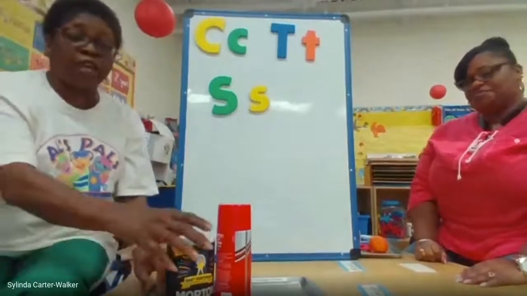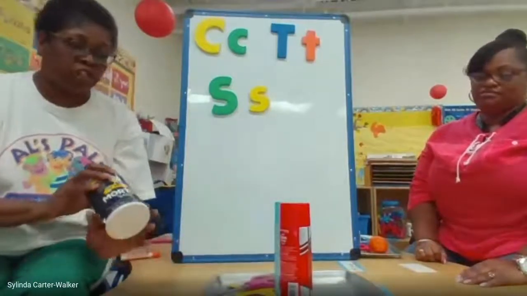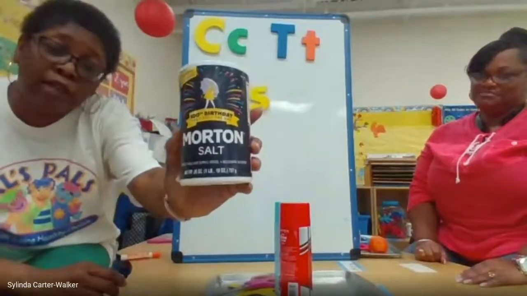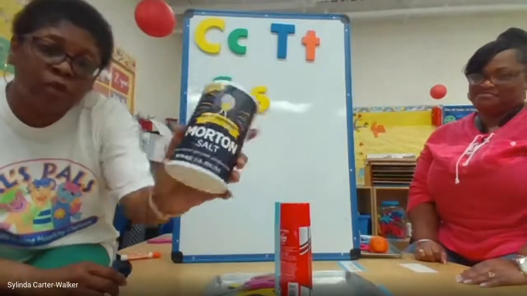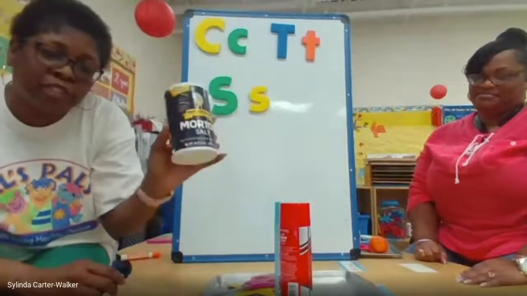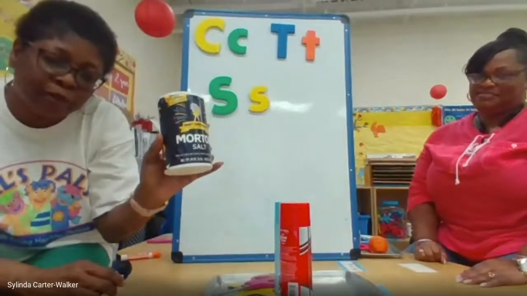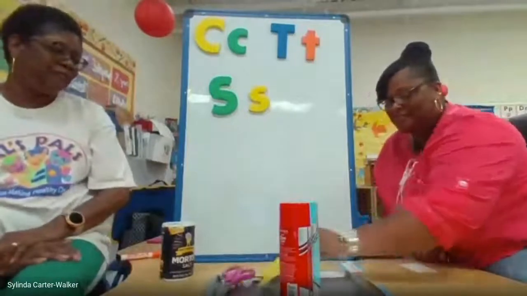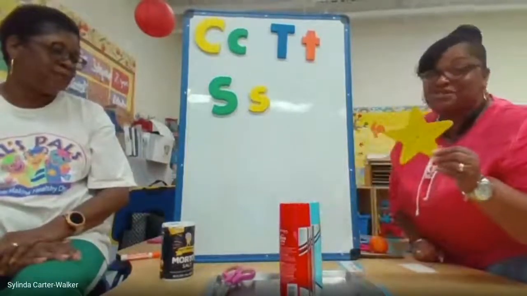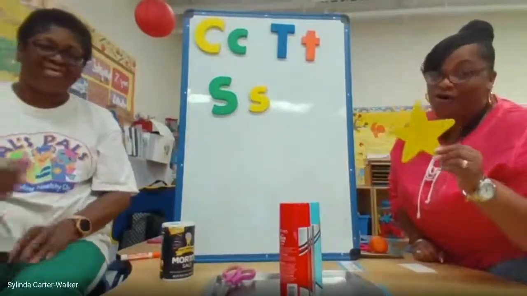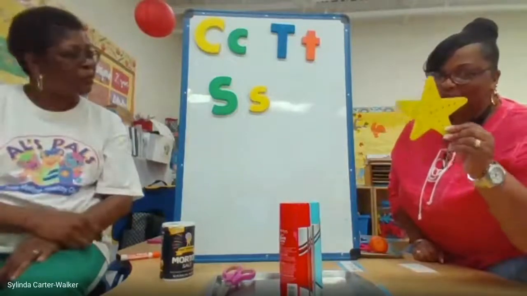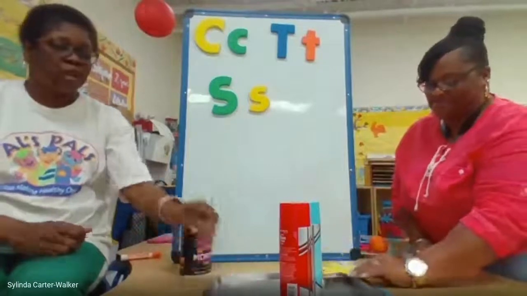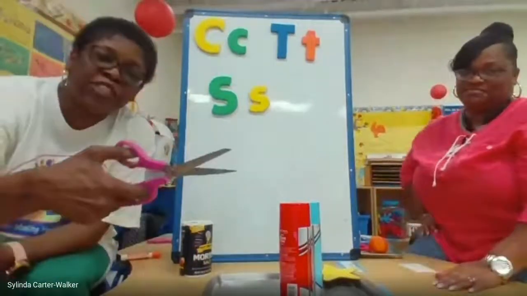Now, the first item that we have to share is salt. If you're one of my students, you know I love salt. We sprinkle it on our food and it just makes it so much better. The next item is a star. For all the star students, we know you are. Star. And my item is a pair of scissors.